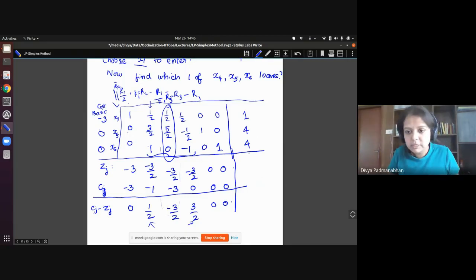So just 1 second, before that I wanted to clarify. From this tableau, what we get is x1 is 1, x5 is 4, and x6 is 4. This is the new solution, and all other variables are 0. All right, so can you tell me the new ratios now? Which one is going to leave the system at this point? This is the modified version of the B's.